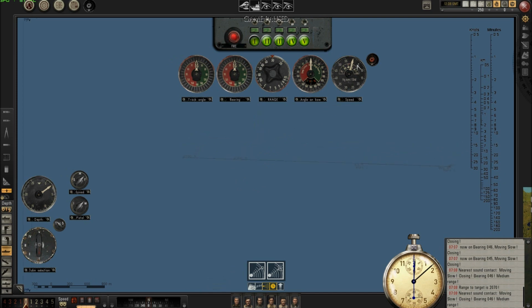So first I put the speed. Okay, here is the dial for speed. I open this one. Manual input. And here is 6 knots. Okay, perfect. Now I need to input the bearing, the range, and the angle on bow.